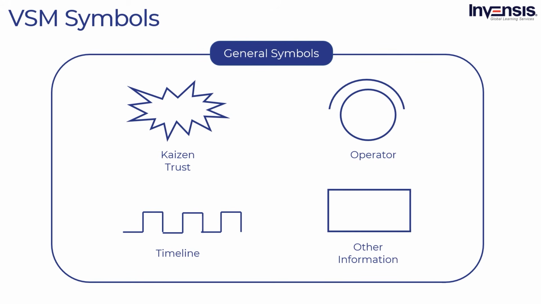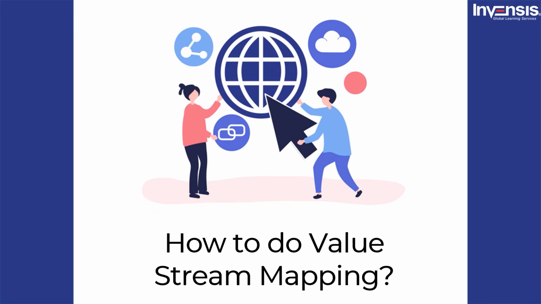Lastly, we have other information. Here different information is written. We have many other symbols too, but we have just discussed the most used and the general ones. Now that you are aware of most of the VSM symbols, let us see how to create a value stream map. How to do value stream mapping?